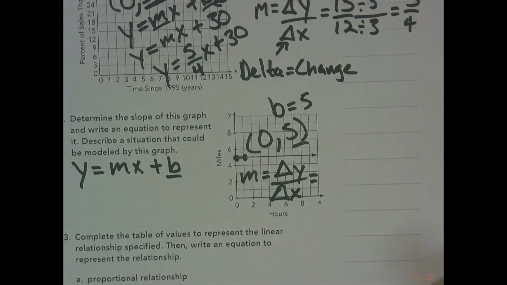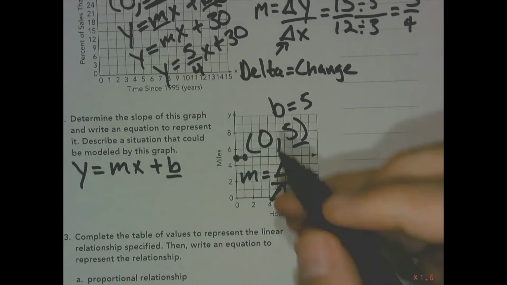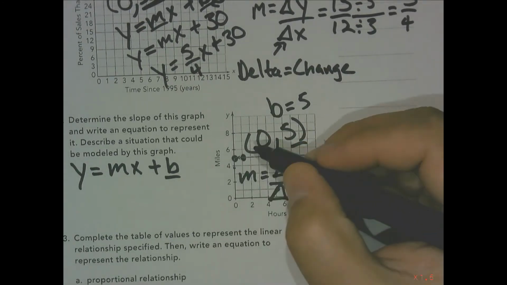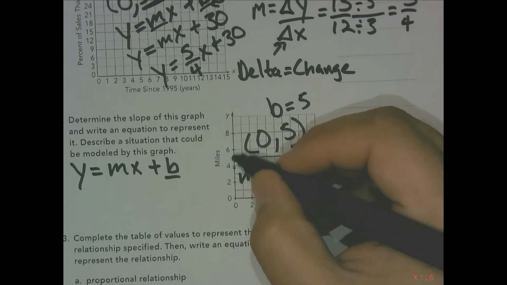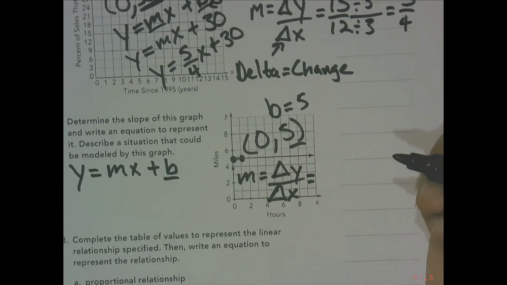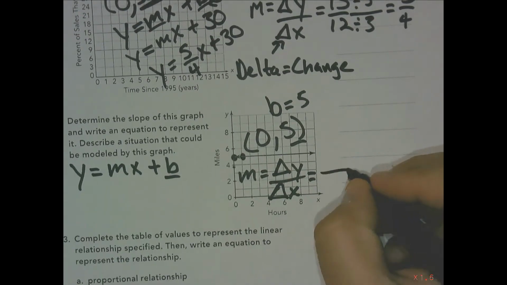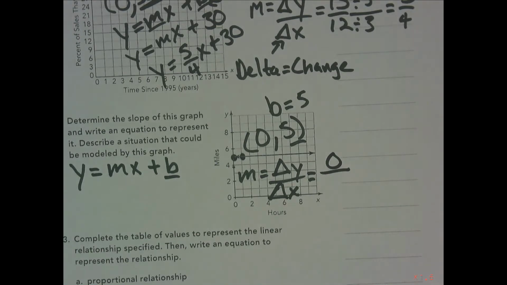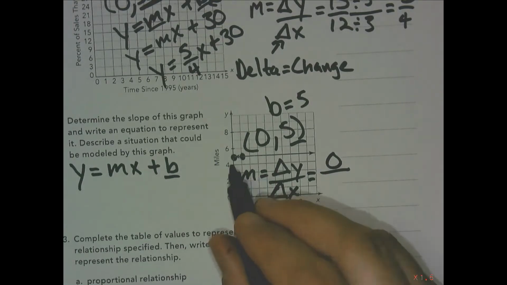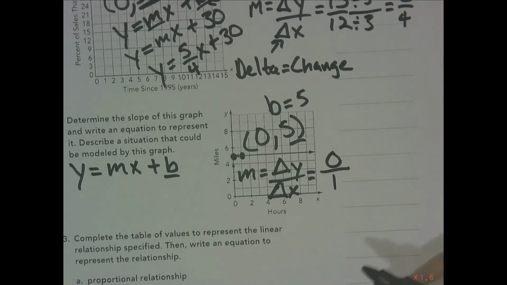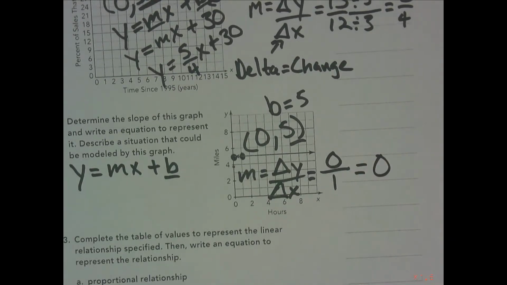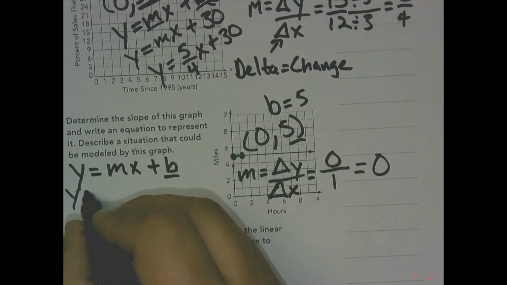So from here, to get to another point on the line, how much do I go up or down? No, I don't go up or down. What's a number that represents no, or nothing? 0. So my change in y is 0. Now my change in x could be 1, 2, 3, or 4. What's 0 divided by any number? 0. So my slope is actually 0.